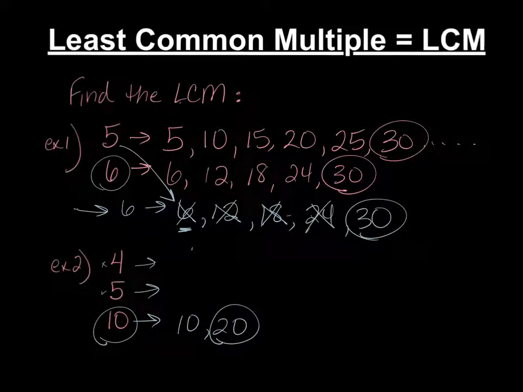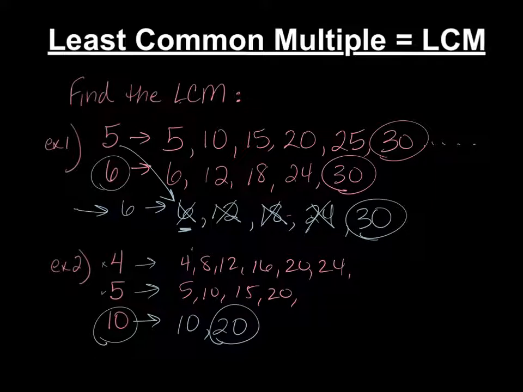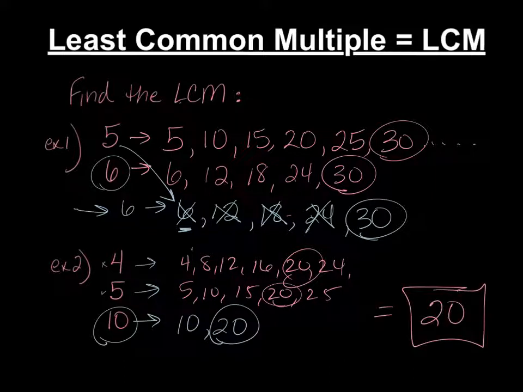I could also go back to the other strategy of listing my multiples of 4 and just continue going until I find one that all three numbers have in common. So the least common multiple between 4, 5, and 10 equals 20. The least common multiple between 5 and 6 equals 30.